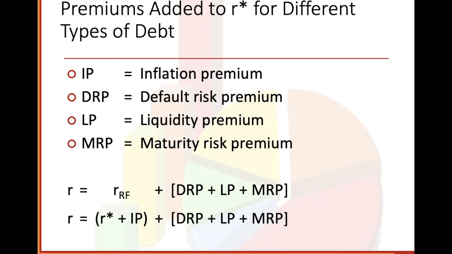Premiums added to R asterisk for different types of debt: IP, inflation premium, DRP, default risk premium, LP, liquidity premium, MRP, maturity risk premium. Remember we already looked at this and talked about this a little bit earlier. We'll put some numbers in there here in a bit.